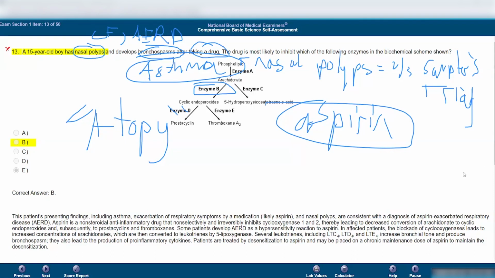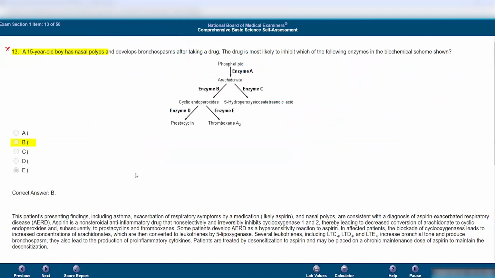Cool. I've actually never heard of aspirin exacerbated respiratory disease before. So again, let me just make sure I have this down. You see nasal polyps, you're thinking, okay, that's going to be a young kid with nasal polyps. You're already thinking about cystic fibrosis or AERD.